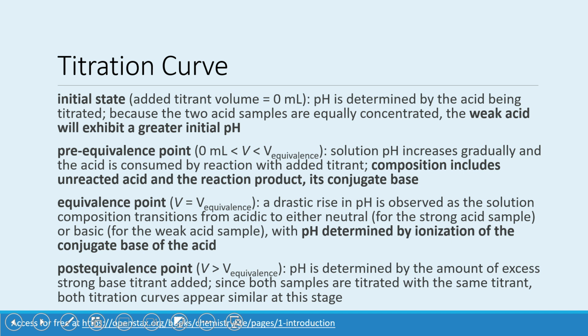Now at the equivalence point, if it's a strong acid and a strong base, then your equivalence point will be a pH of 7. If it's a weak acid with a weak base, then you'll have to use the conjugate base of that weak acid to determine the pH. And then post-equivalence, when we have gone past that equivalence point and we have excess strong base, then we will use the excess strong base to determine the pH.